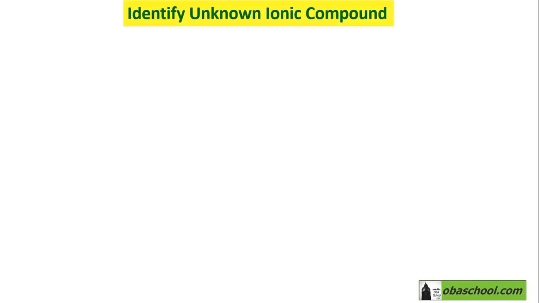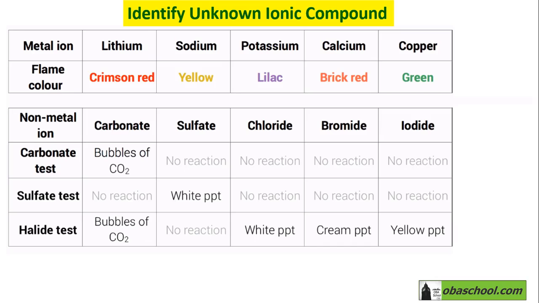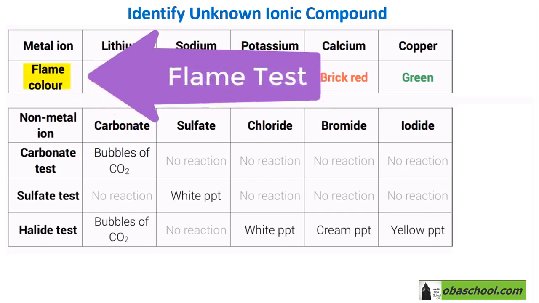Now we are going to identify unknown ionic compound. We have seen in the previous tutorials the tests we use to identify metal ions and nonmetal ions. And among the tests that we use for the metal ions was the flame test.